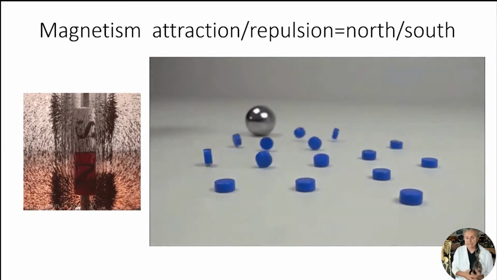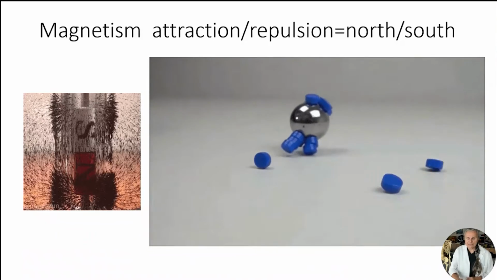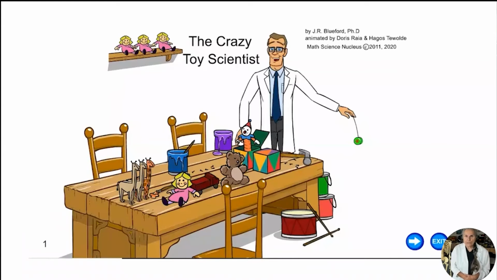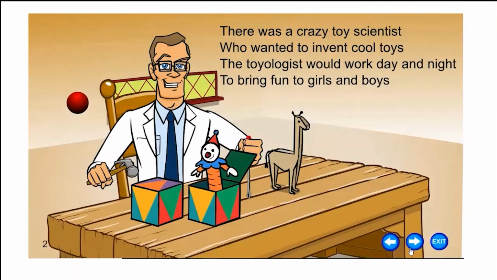You might be playing with these as a child, but every time you play with something, think, how does it work? And if you want to know how it works, you become a toy scientist. So we're going to read you a little story called The Crazy Toy Scientist. This will show you what is in your toys. And then when you go home or wherever you are, look at how these things work. It has something to do with what we've learned today. The Crazy Toy Scientist by Joyce Bluford, animated by Doris Rea and Hagos Tawaldi, read by Phoebe Chen.